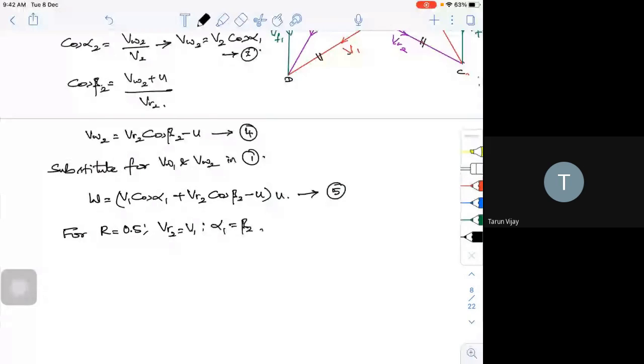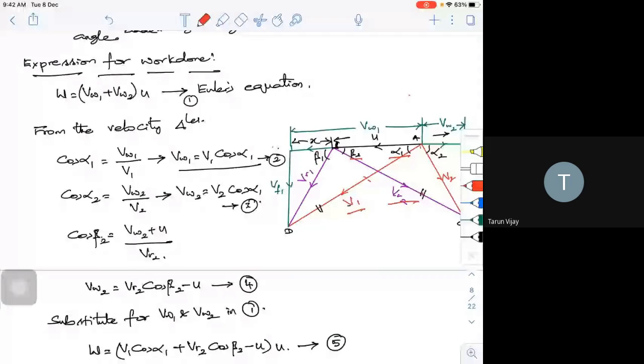Now, if you look at this velocity triangle, if my alpha 1 is equal to beta 2, what happens? Your VR2 is equal to VR1 because of the symmetry in the triangles. For R equal to 0.5, your alpha 1 is equal to beta 2, and your VR2 is equal to VR1. So my expression I can write.